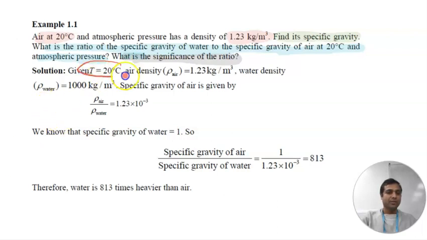So here you are given a temperature of 20 degrees centigrade. You are given the value of the density of the air, which is 1.2. We are given the water density. Water density is 1000. The specific gravity of the air is the density of the air divided by the density of the water, and we have this value, 1.2 times 10 to the minus 3. It doesn't have any units, so no units.